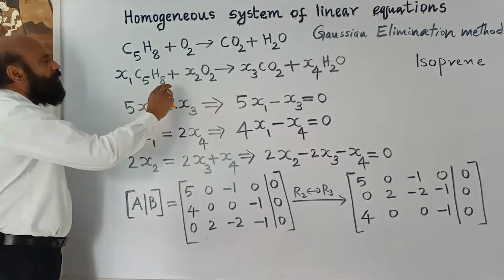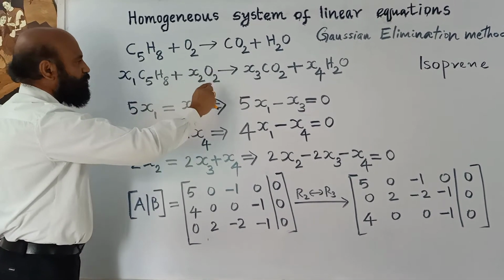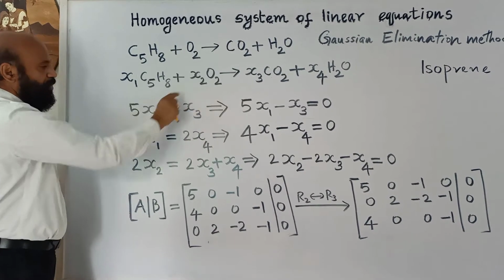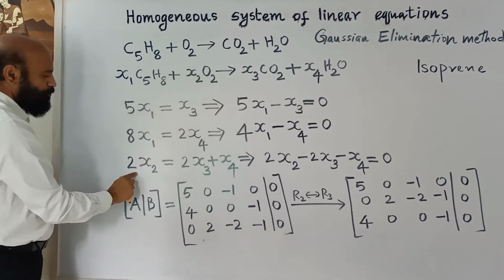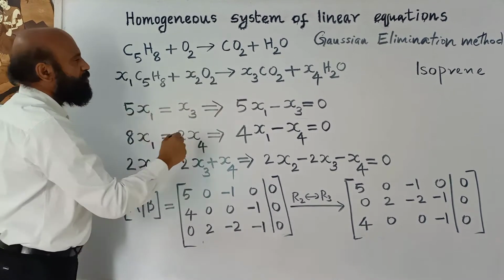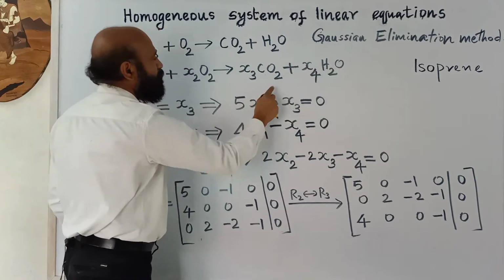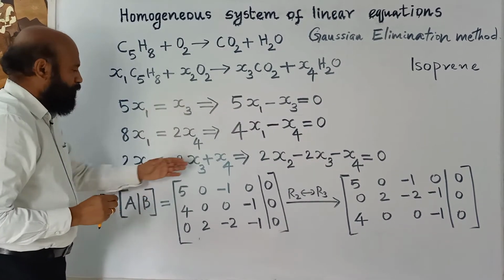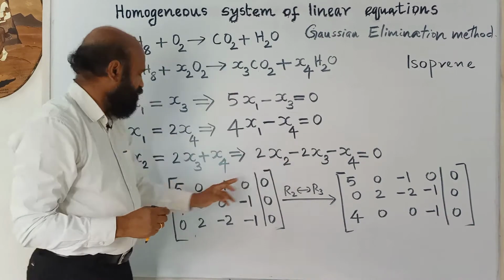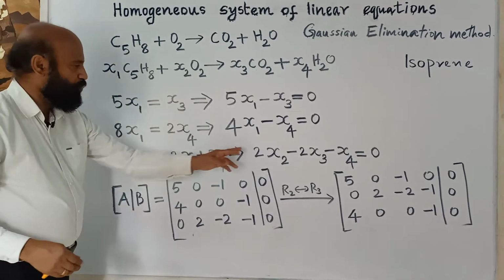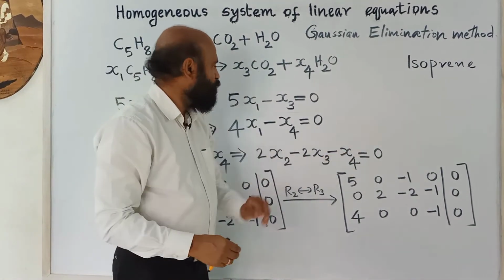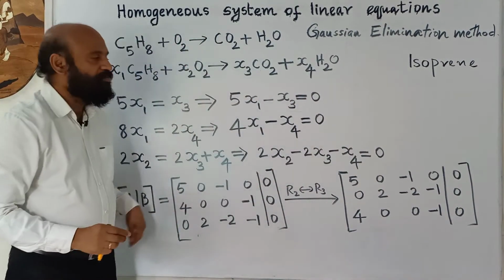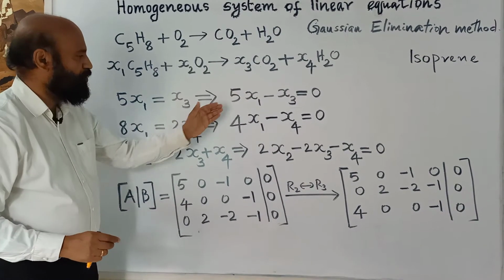Next you compare the number of oxygen atoms on both sides. Here oxygen O2 with x2 gives 2x2. On the other side, oxygen is there in CO2, giving 2x3, and again oxygen in H2O, giving x4. After you rearrange, taking these to one side, 2x2 minus 2x3 minus x4 is 0. So now there are three equations, and the right side is 0. So we are getting three homogeneous equations.